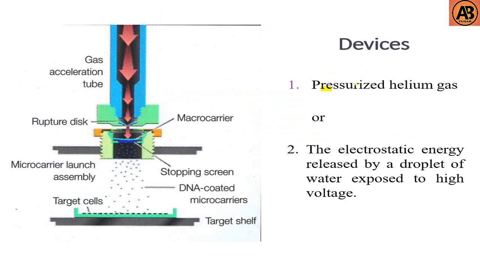Devices: pressurized helium gas or electrostatic energy released by a droplet of water exposed to high voltage. Here you can see gas acceleration, macrocarrier, discs, stopping screen, microcarrier launch assembly, DNA coated targeted cells and target cell. So this is about the ballistic method or gene gun method.